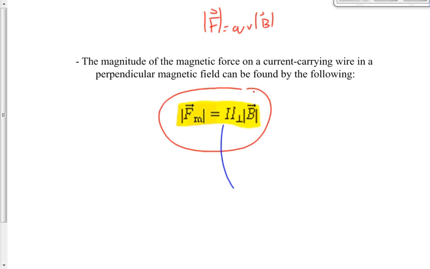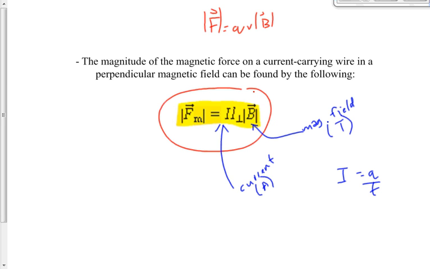I stands for the electric current. And sometimes we may need to find I by using Q over T. Sometimes. So it may be a two-step problem occasionally. B stands for the magnetic field strength, the external magnetic field strength. And that's, of course, going to be measured in Tesla.